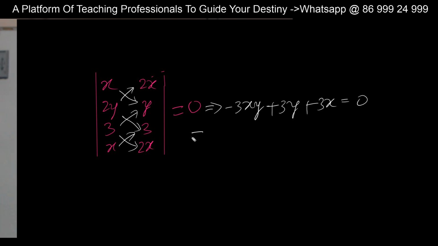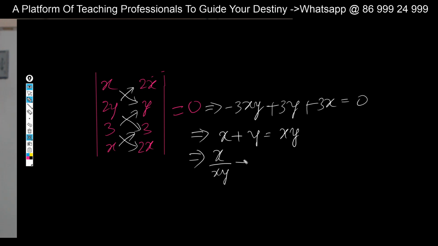Now from this one, what are you getting? x plus y is equal to xy. If you rearrange it, x by xy plus y by xy is equal to 1, which implies 1 by x plus 1 by y is equal to 1.